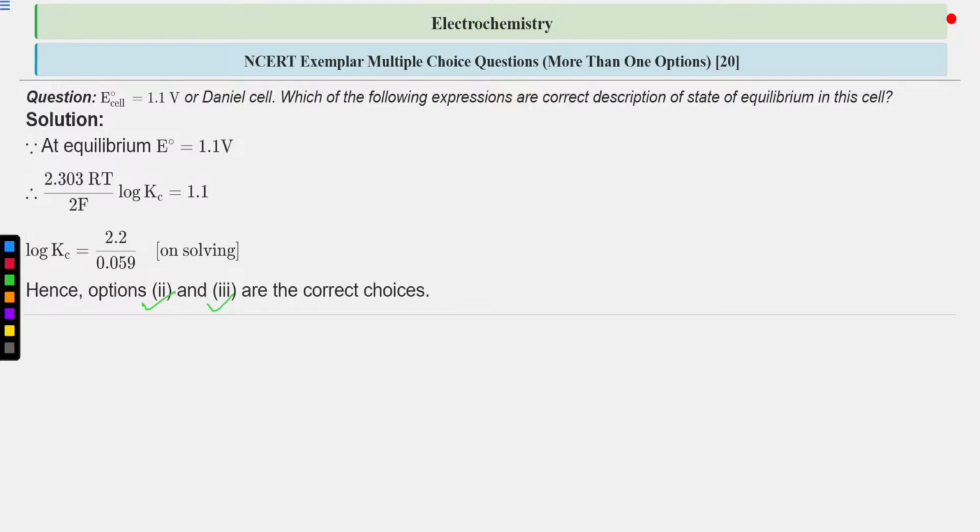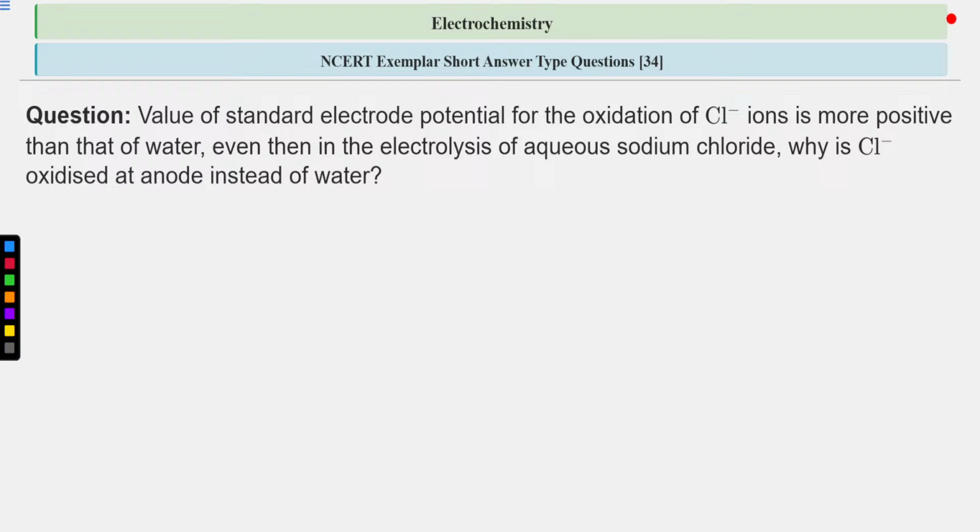So, let's see the next question. This question is an NCERT Exemplar short answer type question, marked as question number 34. The question says: the value of the standard electrode potential for the oxidation of chloride ions is more positive than that of water. Even then, in the electrolysis of aqueous sodium chloride, why is chloride ion oxidized at the anode instead of water?